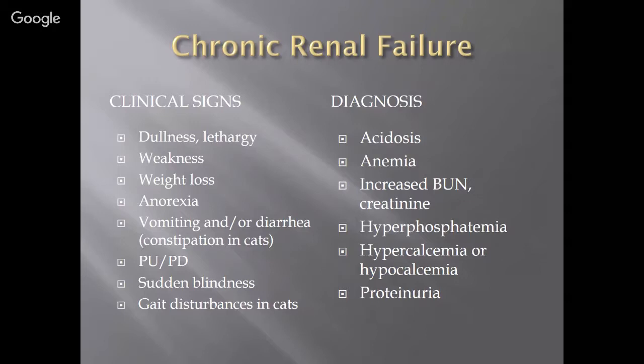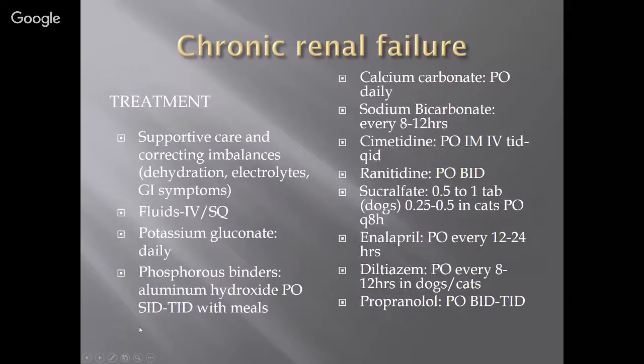All right, so diagnosis, we're going to see acidosis. Kidneys are not helping with acid-base balance, so we'll see acidosis. We'll see anemia because the kidney is no longer producing the hormone erythropoietin to make more red blood cells. We'll see increased BUN and creatinine, hyperphosphatemia, hypercalcemia, or hypocalcemia, either one, depends on what's going on, and proteinuria. Treatment is supportive care and correcting imbalances. So if we have dehydration or electrolyte imbalances or GI symptoms, we need to correct all that and support that.